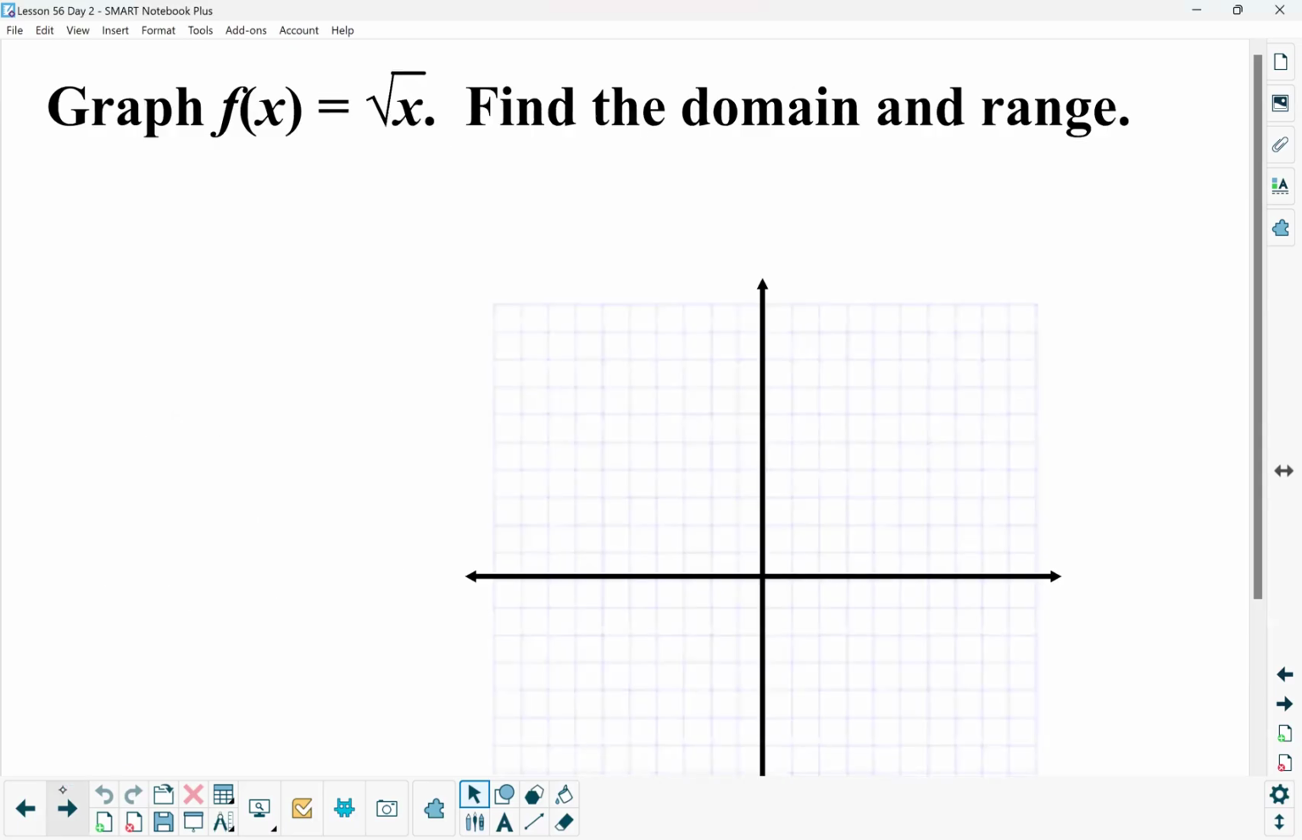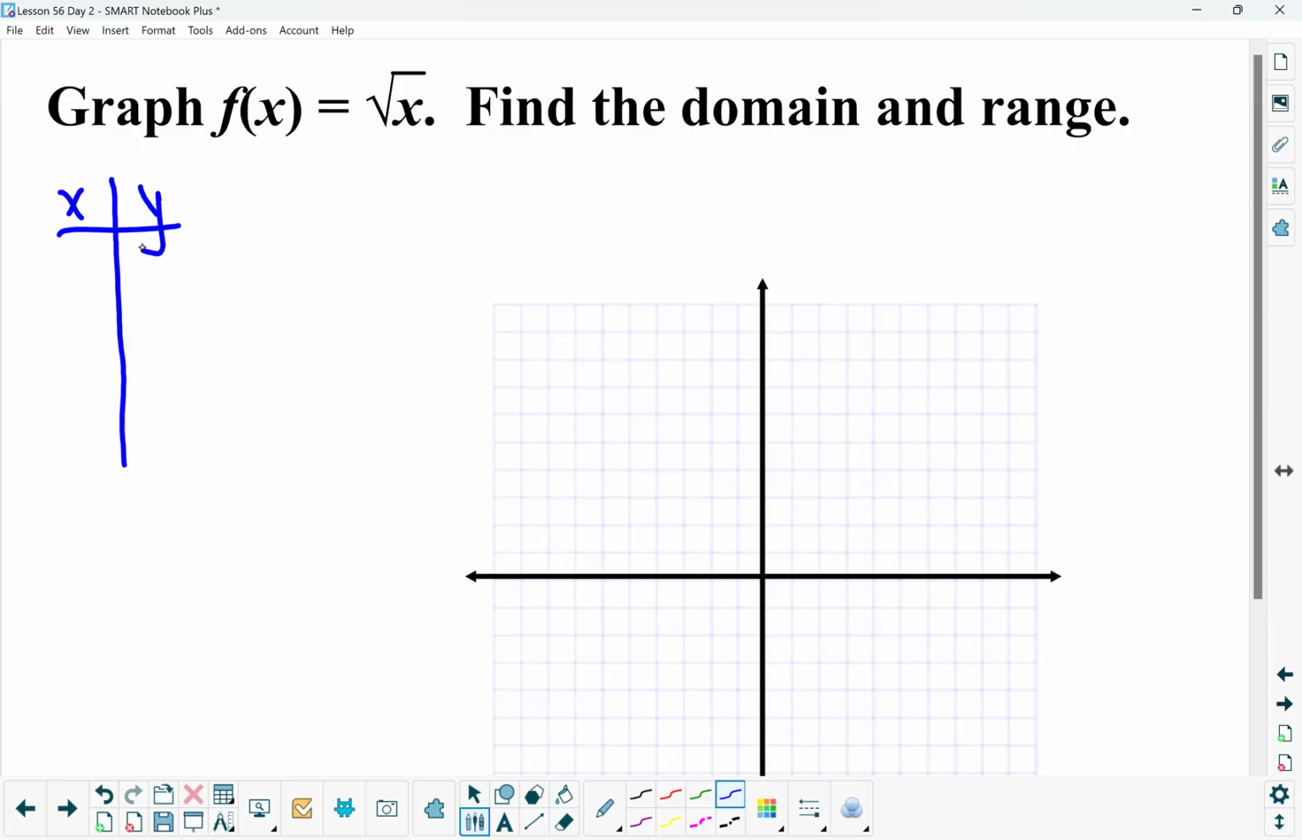So the first function we're going to look at is the square root of x, and we're going to find the domain and range. As I said on Thursday, one thing that I like to do is start where the function is equal to 0. So I'm going to make a small table of values. The thing underneath the square root is 0 when x is 0 for this one, and when x is 0, the square root of 0 is 0.